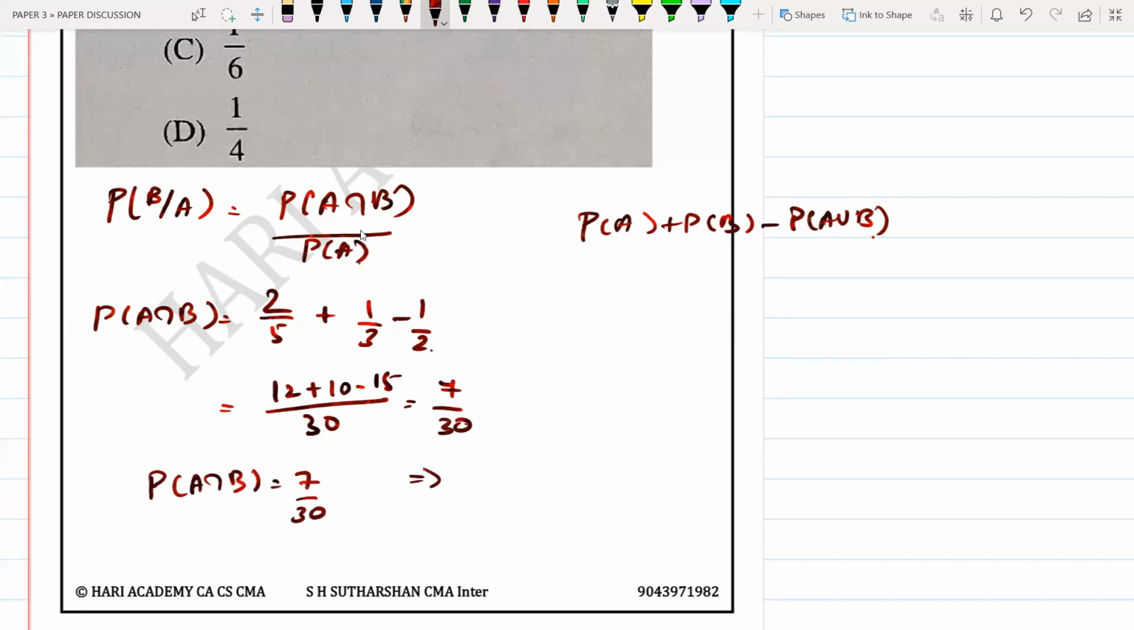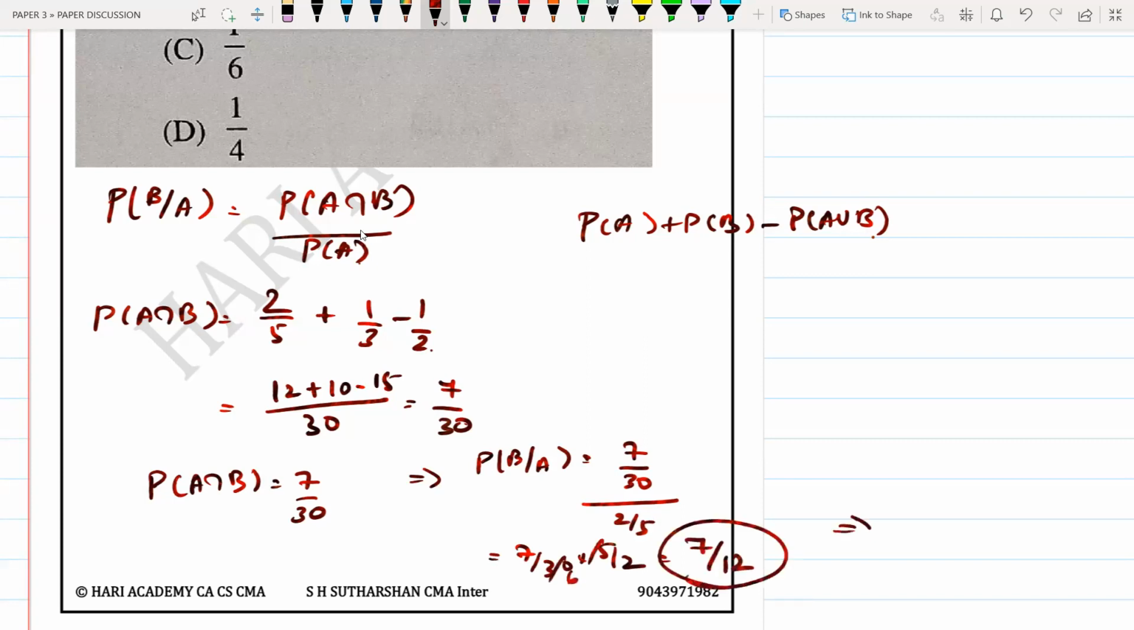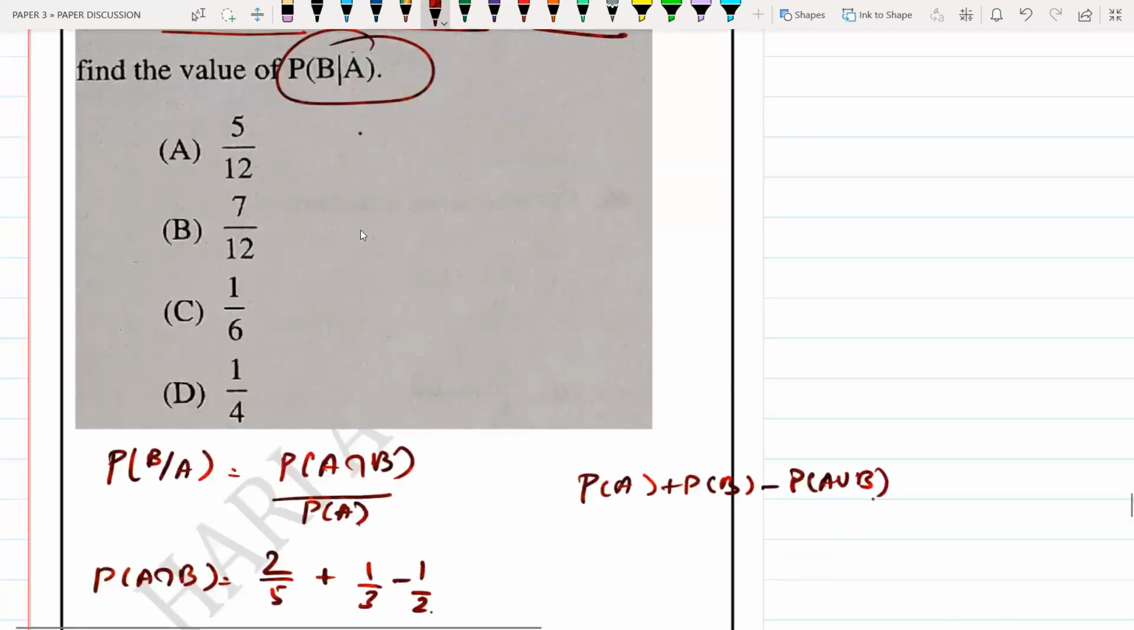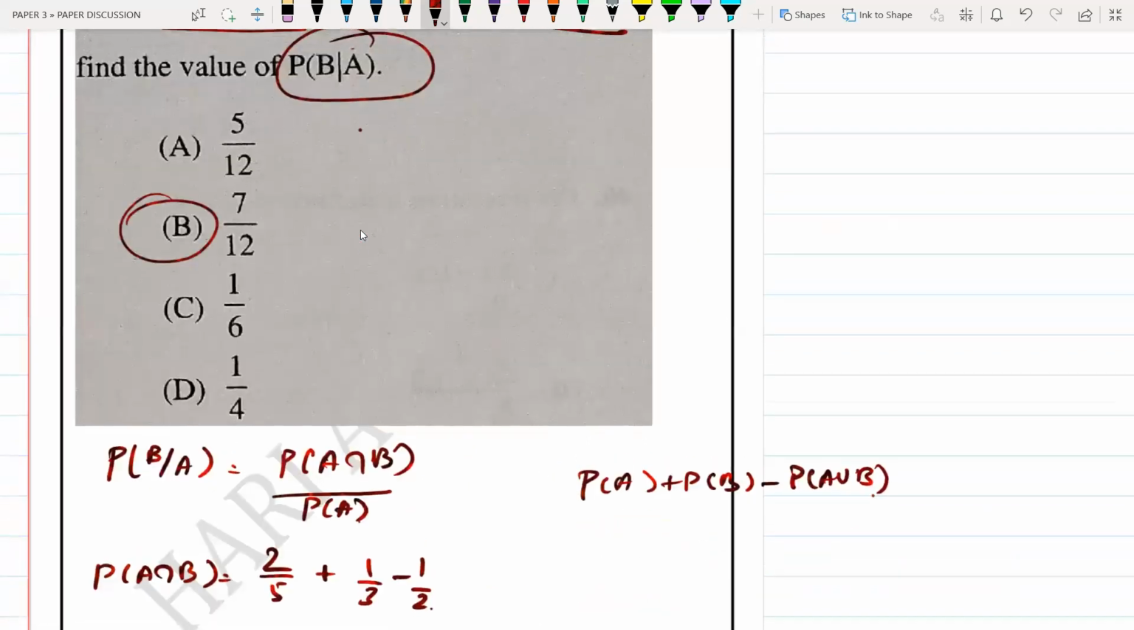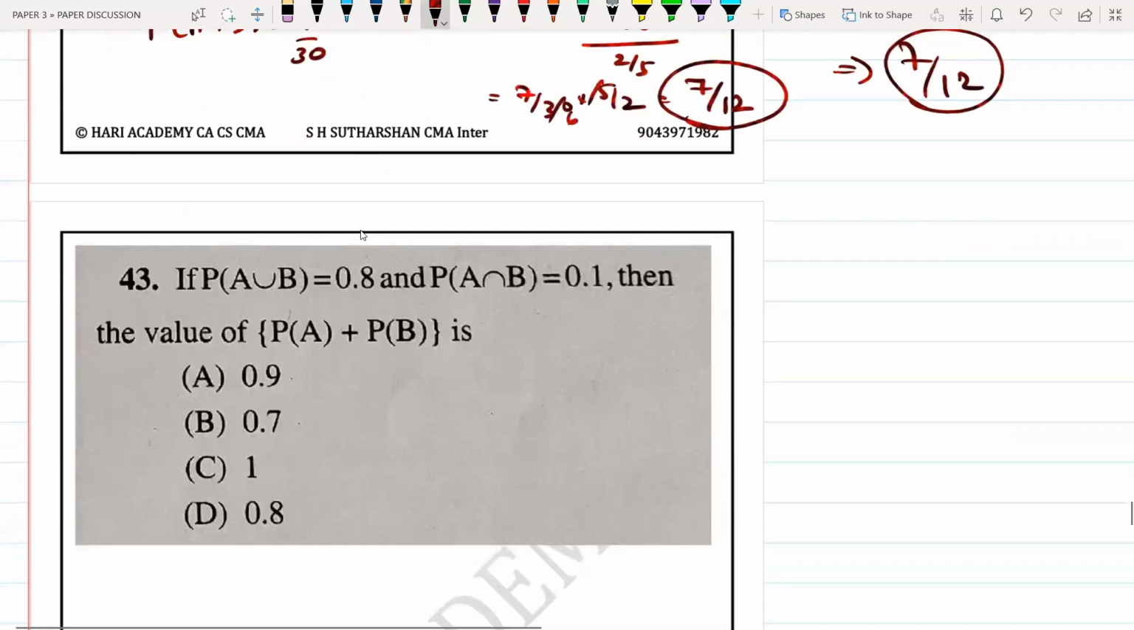Now we will apply it in P of B by A. That is P of A intersection B, which is 7 by 30, whole divided by P of A. What is P of A's value? 2 by 5. Finally, 7 by 30 into 5 by 2. If we cancel, it will become 7 by 12. The final value is 7 by 12. So what is my answer? Option B is my answer.